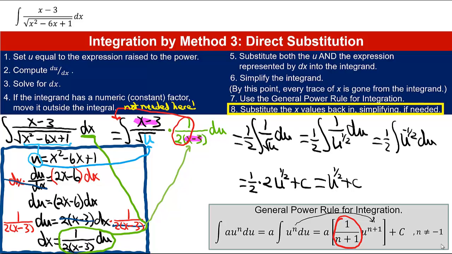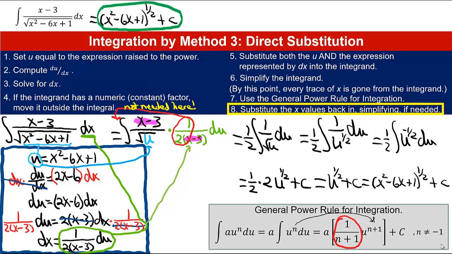And the very last step says to substitute the x values back in, simplifying if needed. Remember, we put the u's in ourselves. They weren't in the original problem, so now they have to go. The u comes out, and the expression that it was equal to, which is x squared minus 6x plus 1, goes in its place to give us our final result.